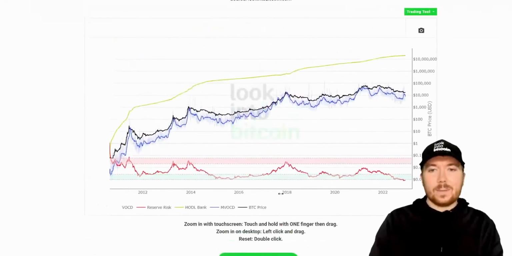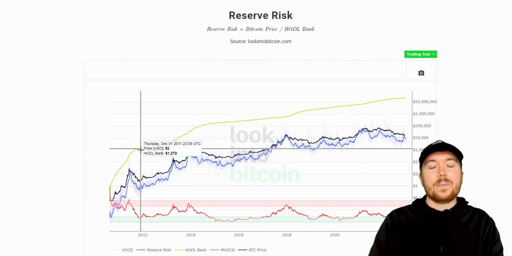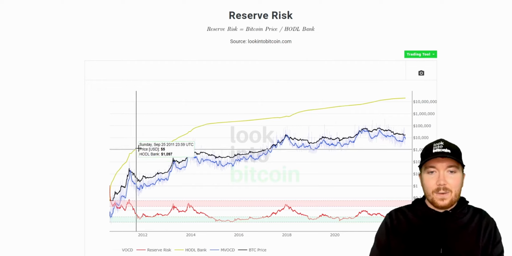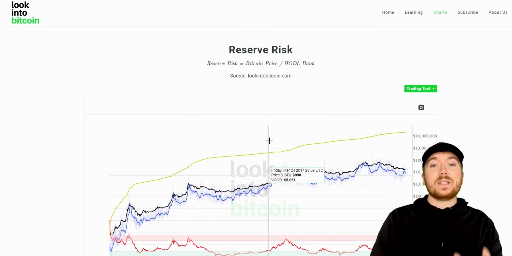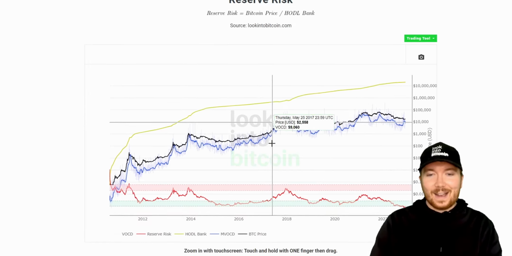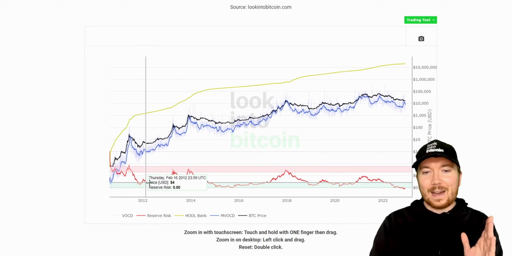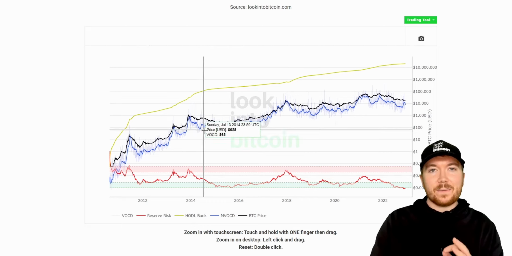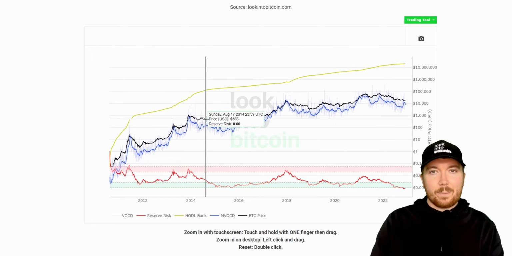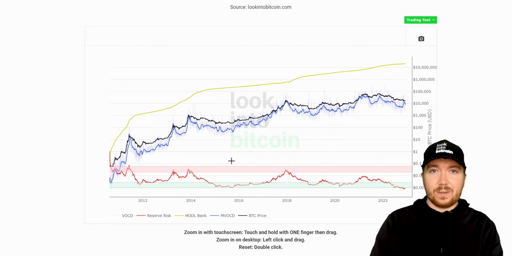So if we just scroll back up to the chart here, you can see as we're adding up this opportunity cost every single day, we can see it equates to this HODL bank value. And then the reserve risk is just dividing the Bitcoin price by the HODL bank. And finally, we have our reserve risk metric here, which is presented in a nice oscillator, which is a little bit simpler to understand. So back to the previous point, why do we refer to the difference between the median value of coin days destroyed and the Bitcoin price as the opportunity cost?